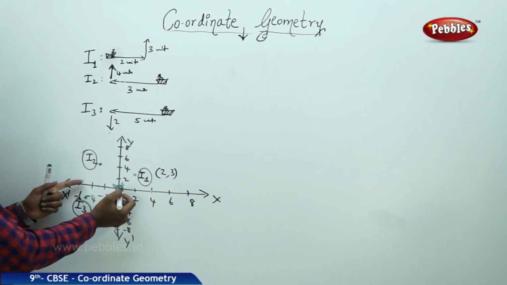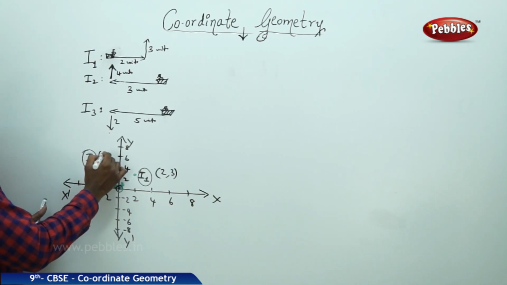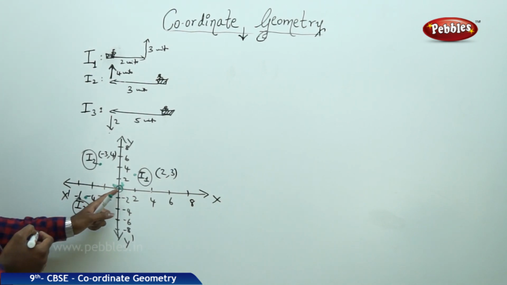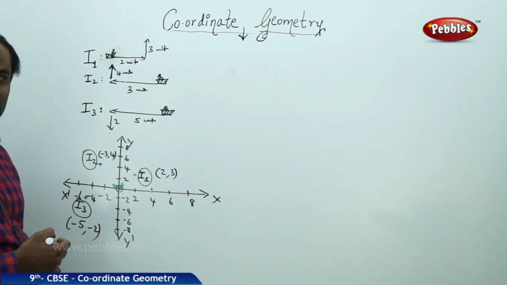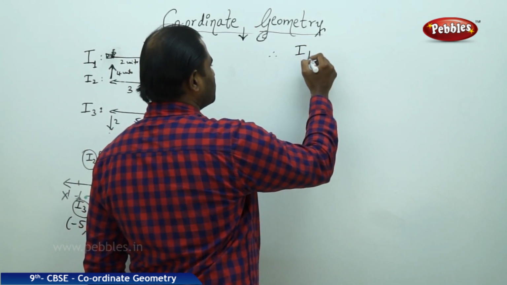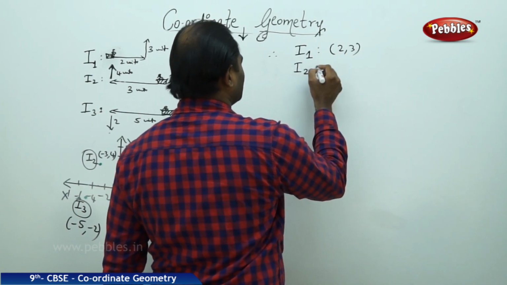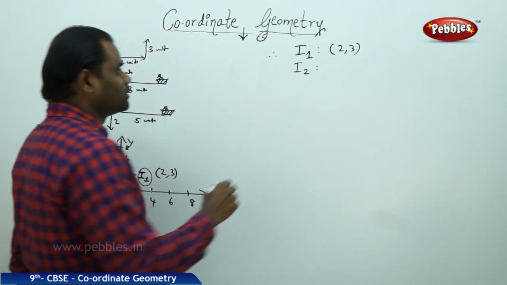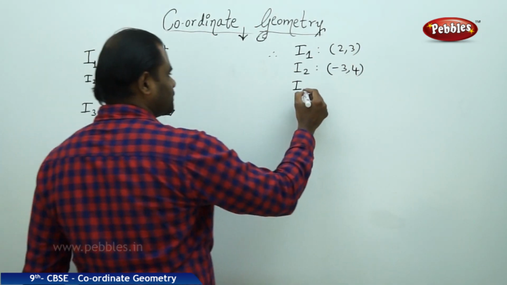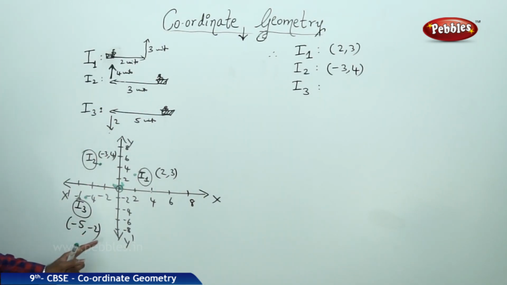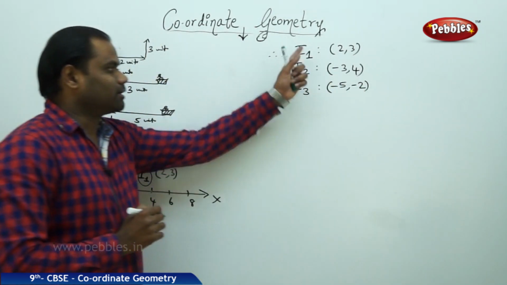And the coordinates of I2 are -3 and 4 because it moves 3 units left and 4 units up, and the coordinates of I3 are 5 to the left and 2 units down, so it's -5, -2. Therefore, the coordinates of I1 are 2, 3. The coordinates of I2 here are -3 and 4, and the coordinates of I3 are -5, -2. This is what we get for each of the coordinates.